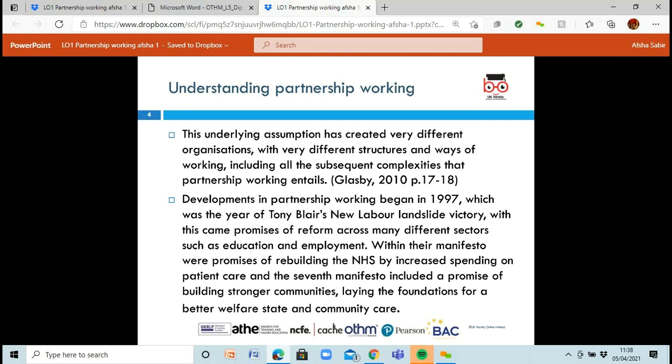Now, when we had Tony Blair's Labour landslide victory, a lot of promises actually came at that time saying that we're going to have a lot more money put into the NHS. There's going to be a lot more patient care, a lot of promises, and things like we want to build stronger communities. At that time, the foundations were laid for a better welfare state and community care. Now, obviously, things have developed and they've become much, much better than they were, say, about 40, 50 years ago. But obviously, this is a work in progress. It'll carry on.